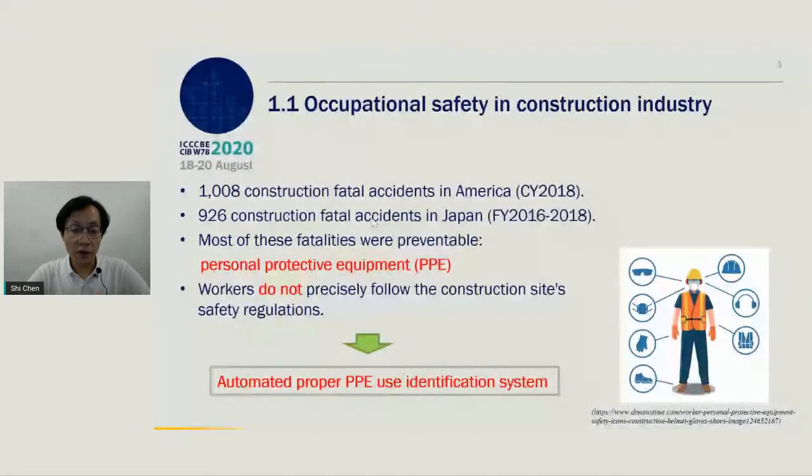Construction work is much more dangerous than most other occupations, where many potential hazards may occur. In America, there were 1,008 construction fatal accidents in 2018, while in Japan, there were more than 900 construction fatalities during 2016 to 2018. Most of these fatalities could be prevented if the workers wore proper personal protective equipment, or so-called PPE, like hard hats and safety glasses. However, workers do not precisely follow the construction site's safety regulations for all kinds of reasons, even if they have been trained and educated. So an automated PPE identification system is necessary.